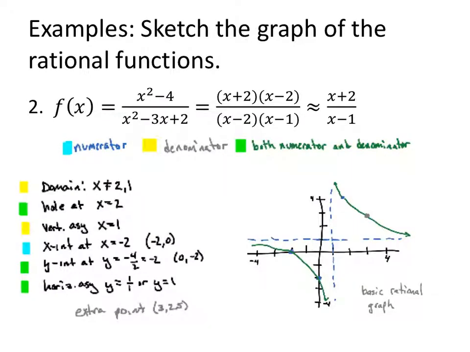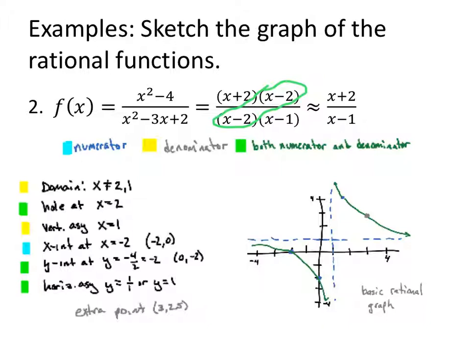If f of x equals x squared minus 4 over x squared minus 3x plus 2, the first thing I'm going to do is factor the numerator, x plus 2 times x minus 2, and factor the denominator, x minus 2 times x minus 1. I can once again see I have a common factor. Common factors always give me holes.